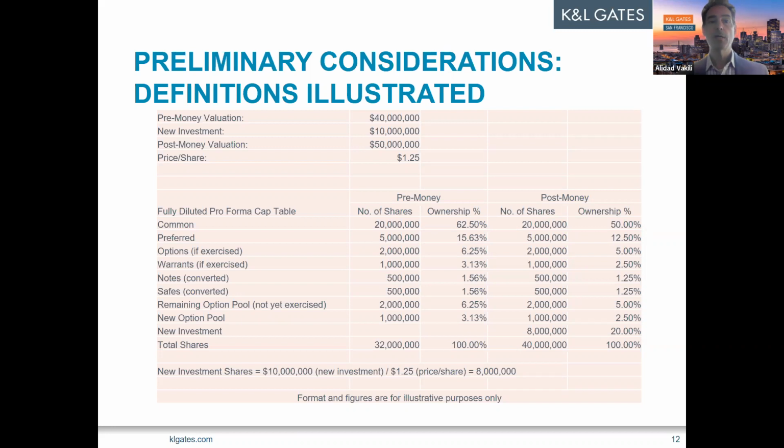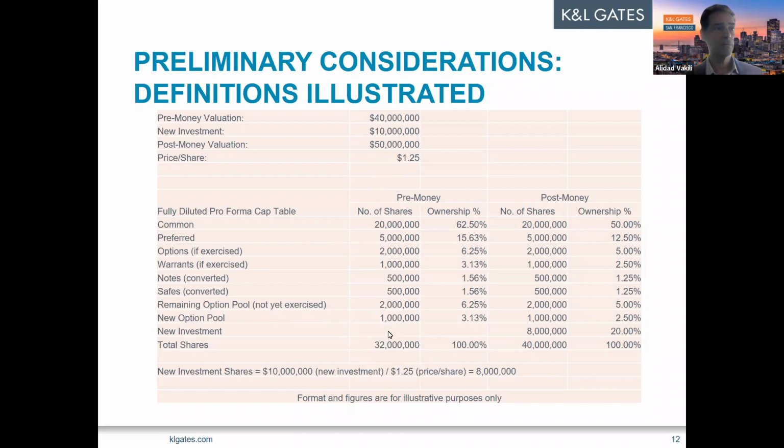The 40 million pre-money valuation, you add the new money coming in, 10 million, that gives you a post money valuation of 50 million. And then if you look at the lower part, this is fully diluted. So that's, as I mentioned, the common stock issued and outstanding, 20 million, the preferred stock issued and outstanding, options, assuming they're exercised, warrants, assuming they're exercised, notes, any convertible notes or convertible security that let's assume has been converted, and SAFEs that have been converted, and then whatever is left in your option pool that has not yet been exercised, as well as if you're going to create a new option pool or increase your option pool, what that increase would include that number as well. So if you total all that up, in this case, it comes to 32 million. So on a fully diluted basis, the company has 32 million shares.